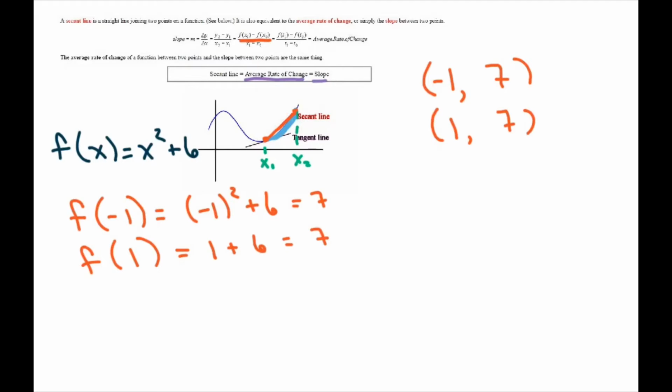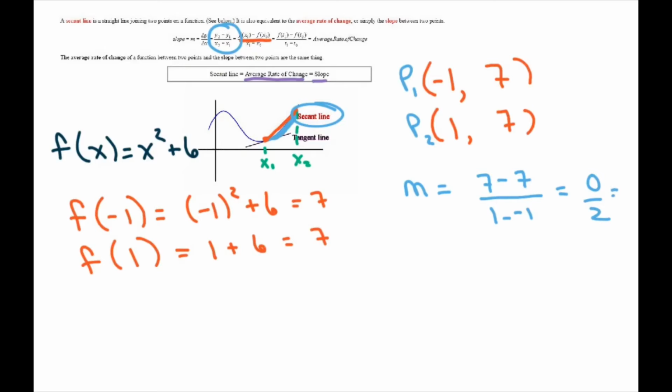Now that we have two points, point 1 and point 2, we're going to use the slope formula and find the slope of the secant line. So we're going to get 7 minus 7 over 1 minus -1. That gives you 0 divided by 2, which equals 0. So the slope is 0.